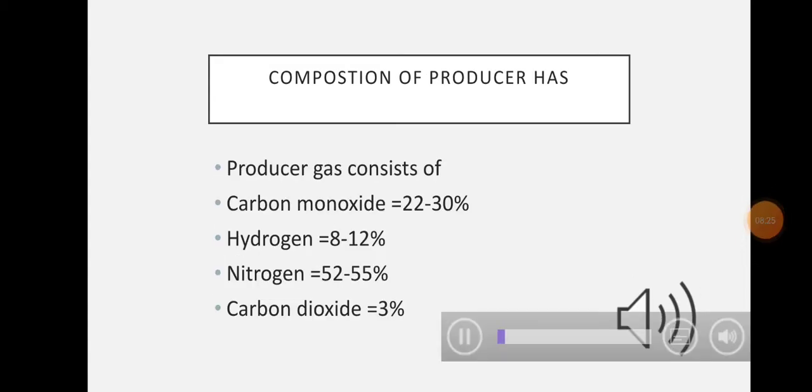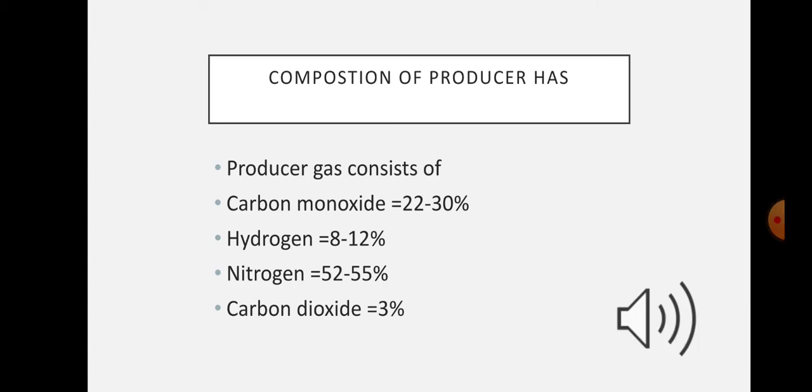Next is the composition of a producer gas. The producer gas consists of carbon monoxide 22 to 30%, hydrogen 8 to 12%, nitrogen 52 to 55%, and carbon dioxide 3%. This is the composition of a producer gas.